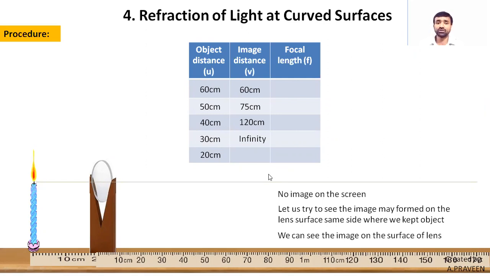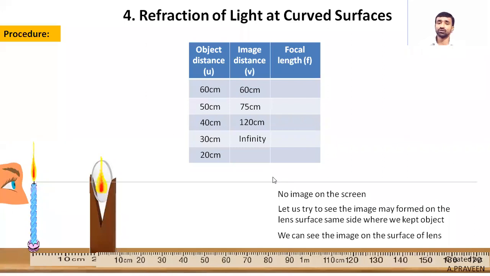We can see the image on the surface of the lens in this case. So that image will be on the surface. Now, how is the image shown on the lens? Exactly facing upward. So an upright image is what? A virtual image. Where can we see that virtual image? On the surface of the lens. It is magnified. The size of the image is greater than the size of the object. So these are the observations.